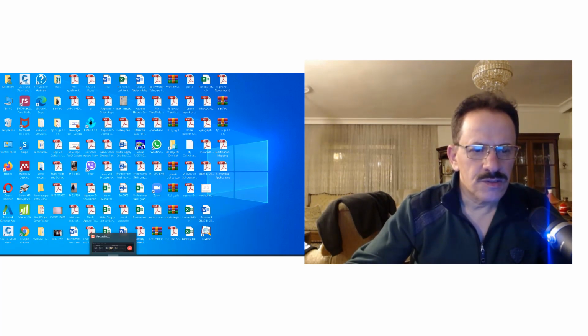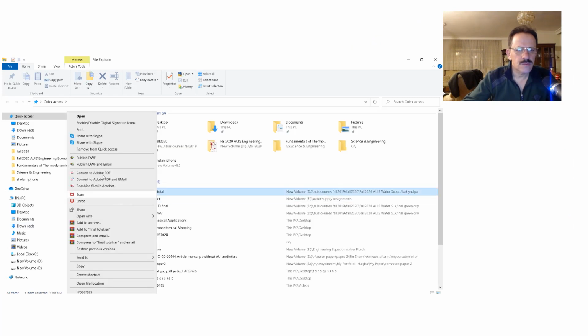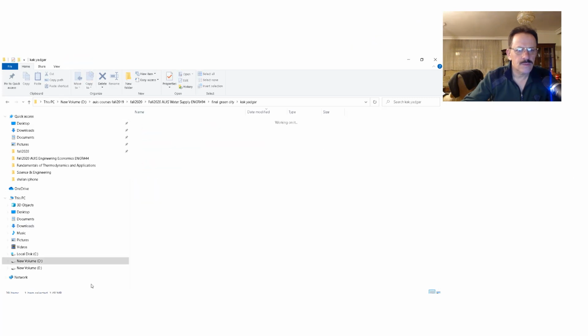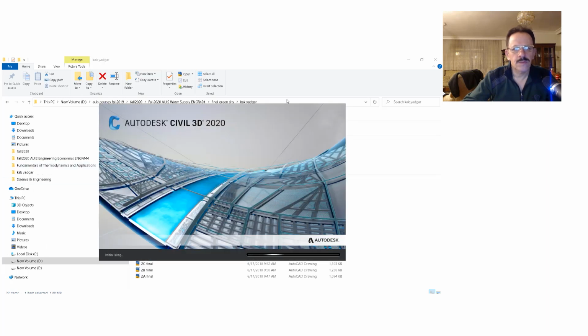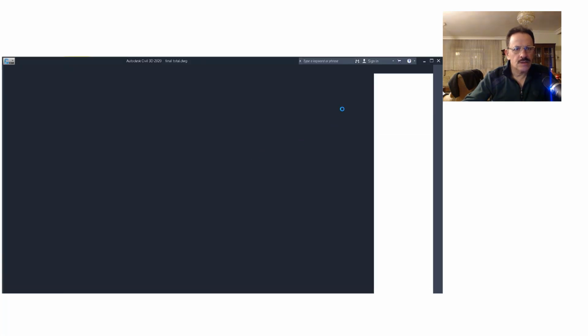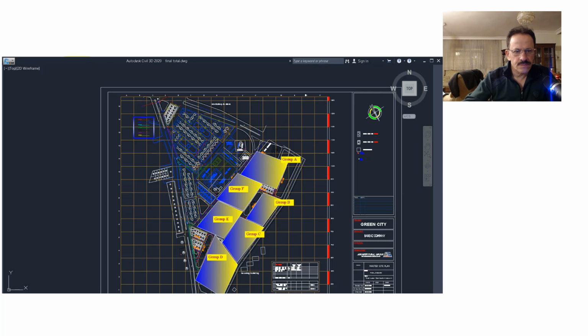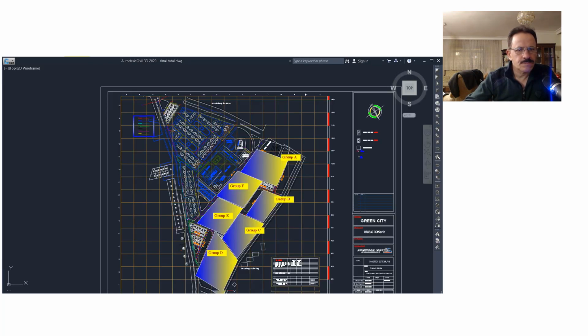So first of all, let's check with the map that we have. Here's the AutoCAD version that I sent you in 3 versions, so you can open it in any AutoCAD that you have. Here's the layout of the project.